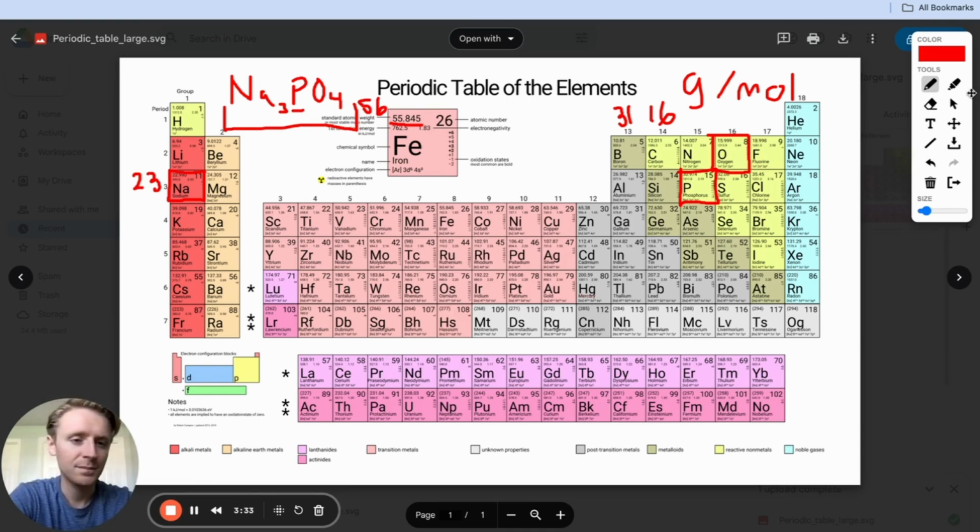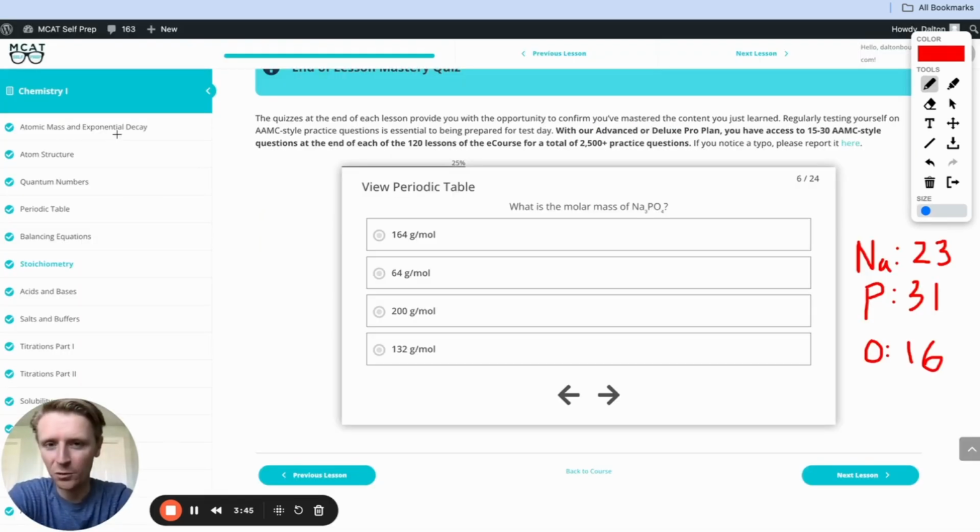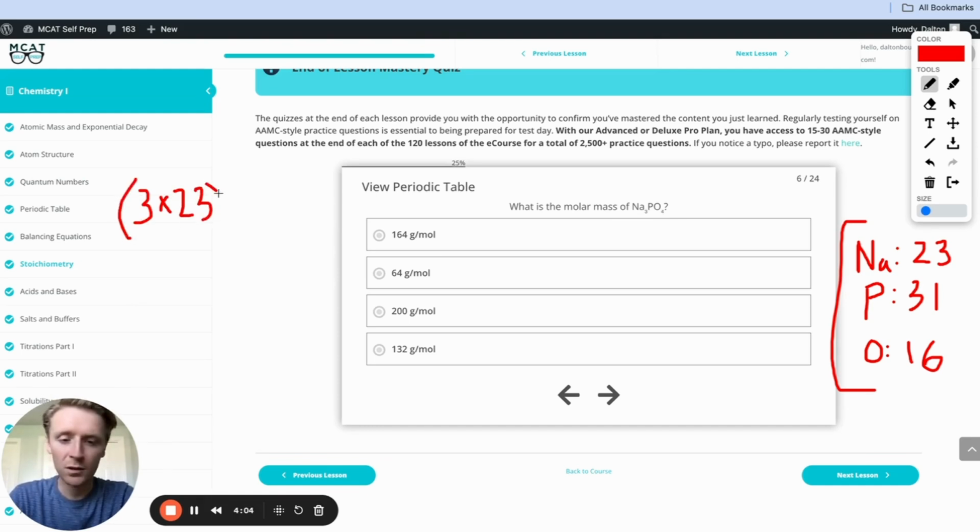Now that we've figured out what those standard atomic weights are, let's go back to the question and we'll solve it together. Okay, so using the periodic table, we're able to figure out the standard atomic weights of each of these elements. I've got them written right over here. Now, it's really kind of a simple math thing that we've got to do. We know we have 3 sodiums, so we're going to do 3 times 23, since sodium is 23. 3 sodiums. We're going to add a single phosphorus, which will be 31. And then we're going to add 4 oxygen, so 4 times 16.